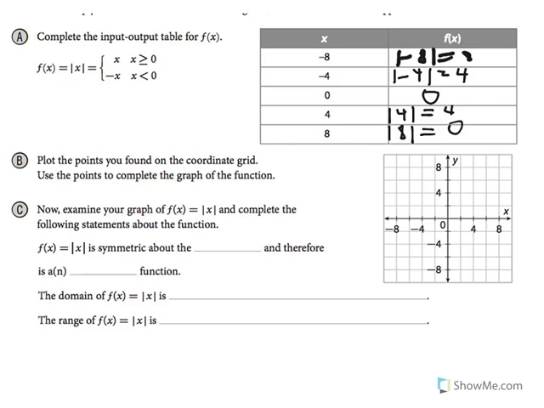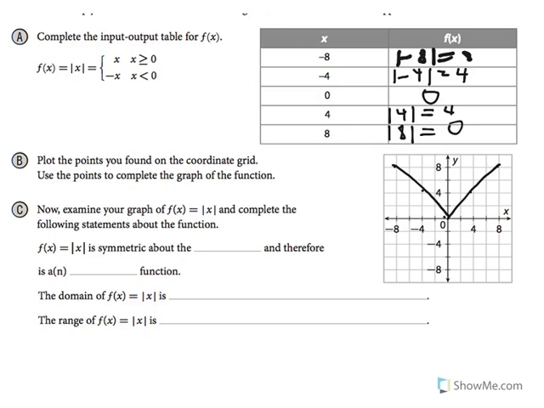Plot the points we found on the coordinate grid and use them to complete the graph of the function. So we have (-8, 8), (-4, 4), (0, 0), (4, 4), and (8, 8). Then when you connect the points, we have that. So the absolute value graph is a V shape.